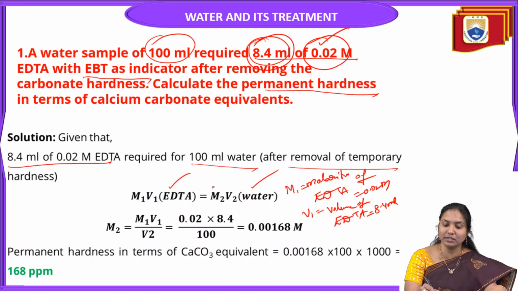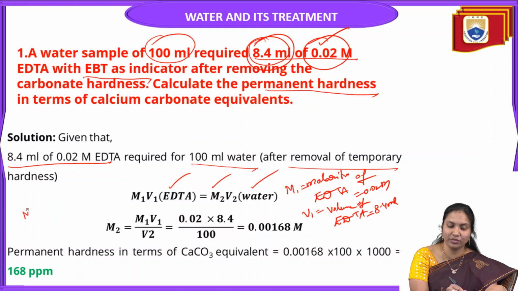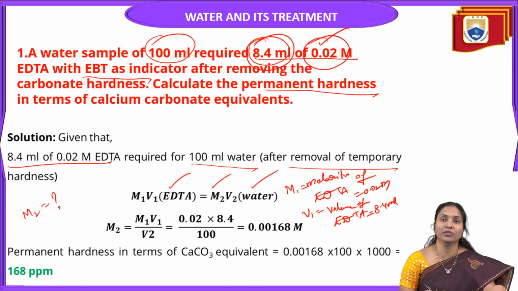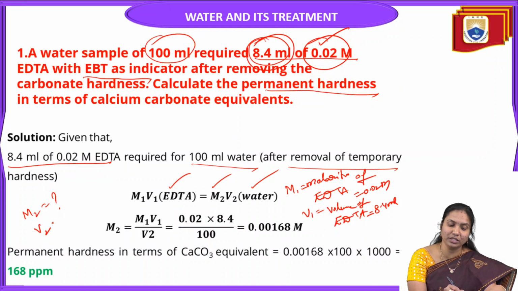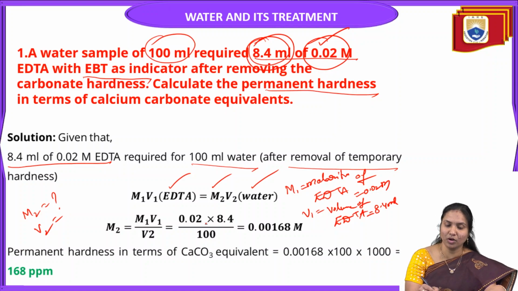And next, M2 is the molarity of the water sample. We don't know that value, so we can find it out. M2 equals the molarity of the given water sample, so we put a question mark. And next, V2 is the volume of the water sample. How many ml is the water sample? It's equal to 100 ml. So now we can calculate the M2 value.